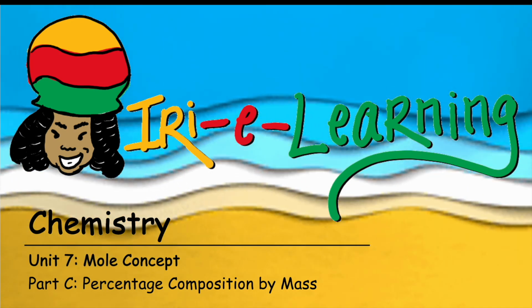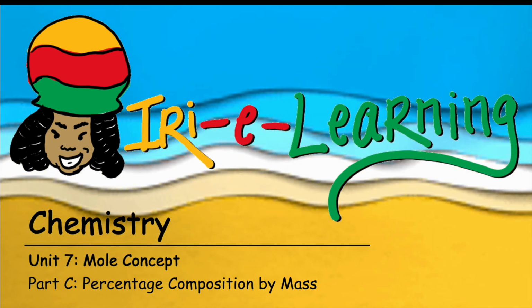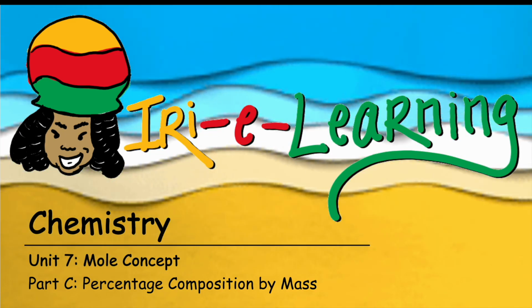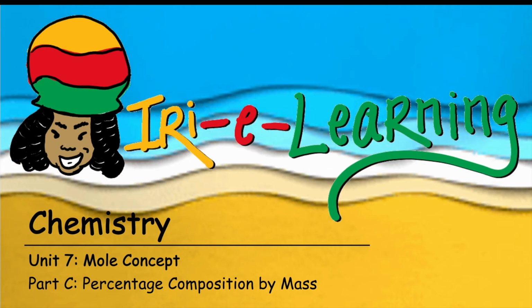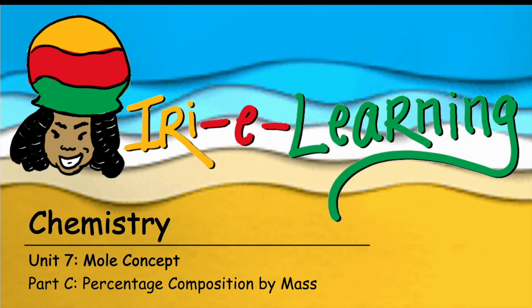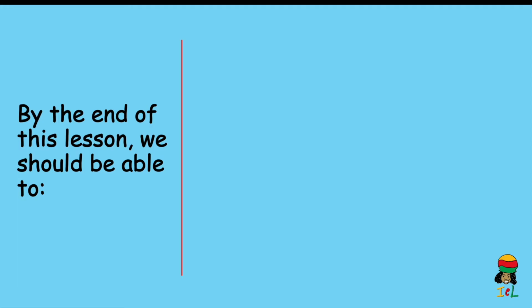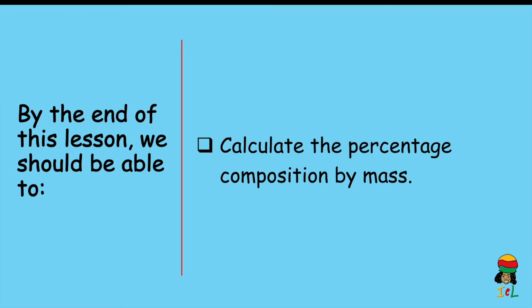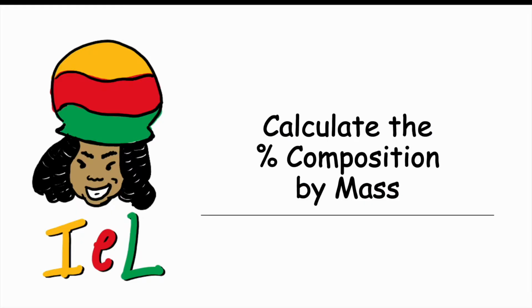In this small concept lesson, we will practice calculating percentage composition by mass. Check the description box for links to all the videos related to this unit. By the end of this lesson, we should be able to calculate the percentage composition by mass. We have a single learning objective, so we'll get straight to it by calculating the percentage composition by mass of different elements within a compound.